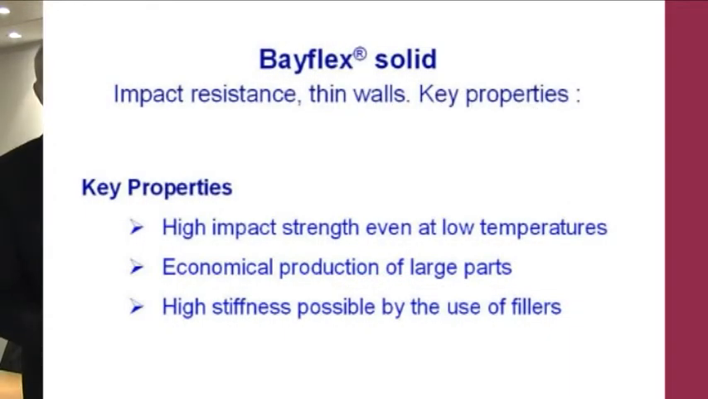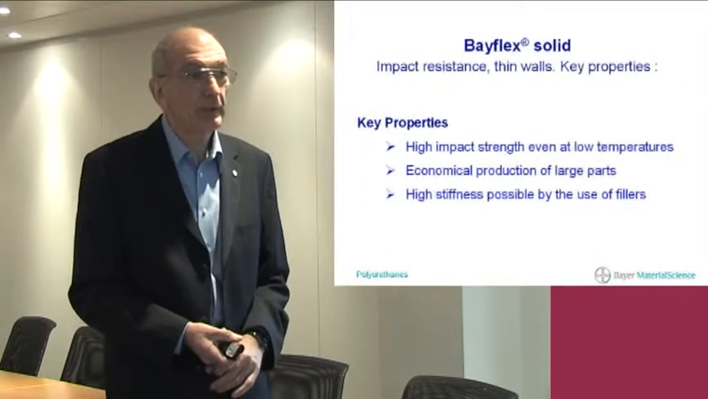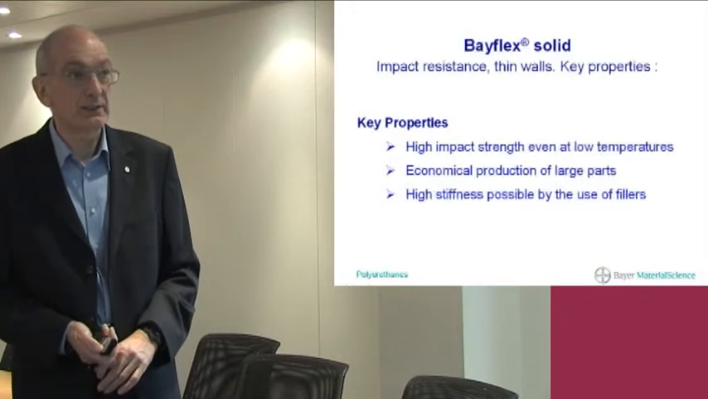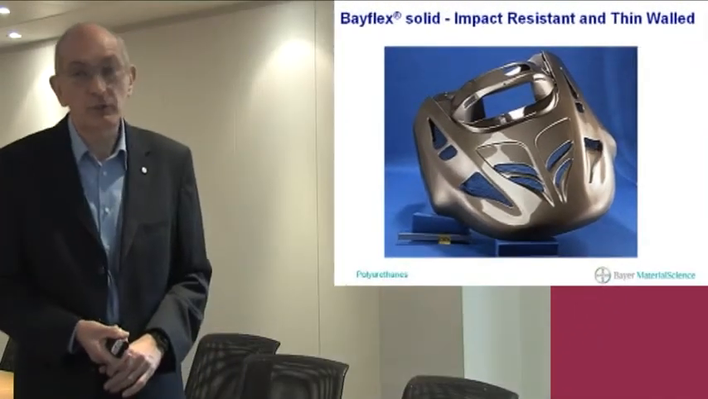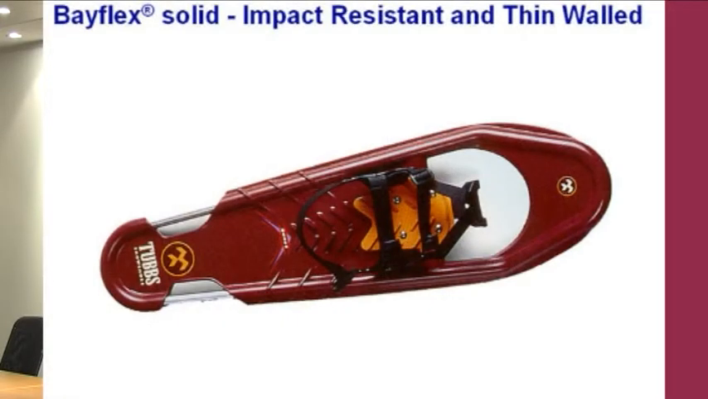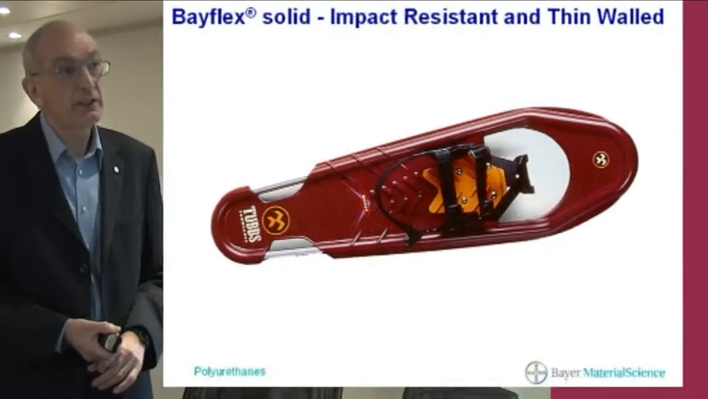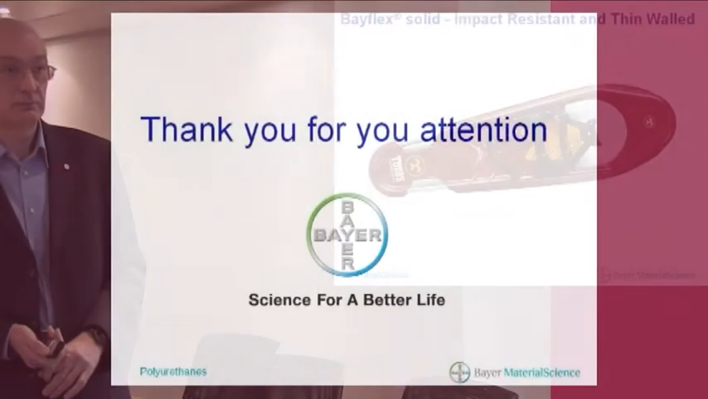Now we move on to Bayflex Solid, key properties of which are it has a high impact strength even at low temperatures, economic production of large parts, and a high stiffness is possible by the use of fillers, as for example in this moulding, which is a snow scooter hood made of Bayflex 110 with the addition of 20% of glass fibre. And finally we have an example from the USA. This snowshoe is made of Bayflex Solid, which is moulded around an aluminium alloy insert.